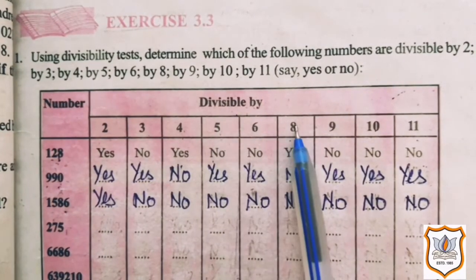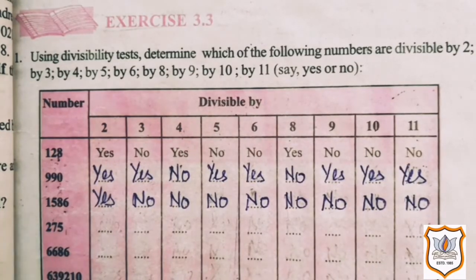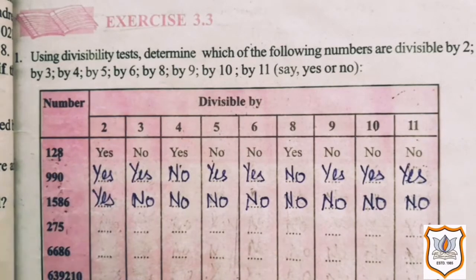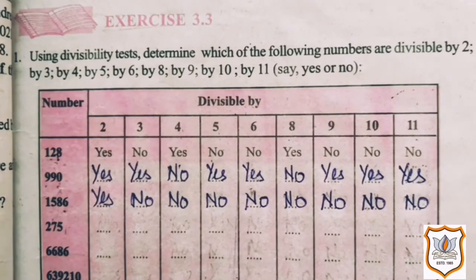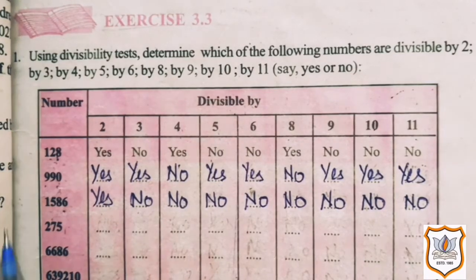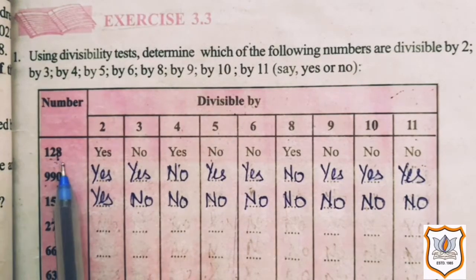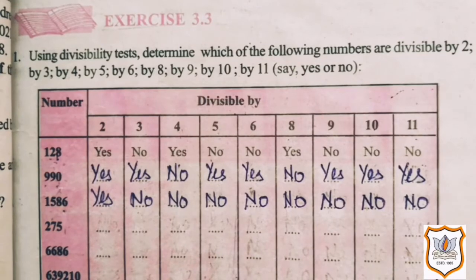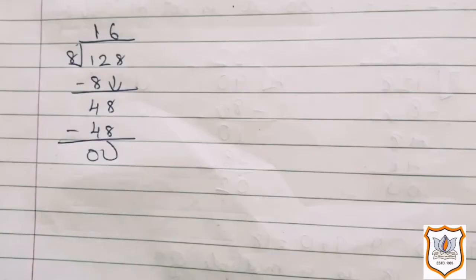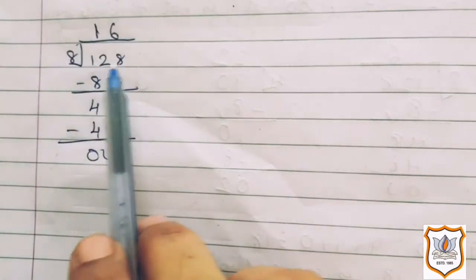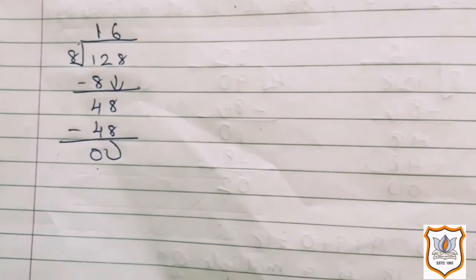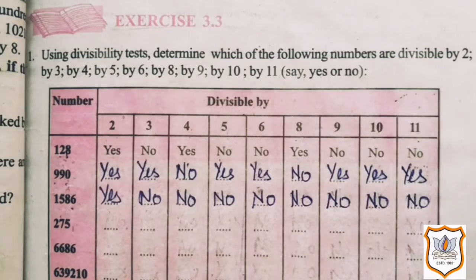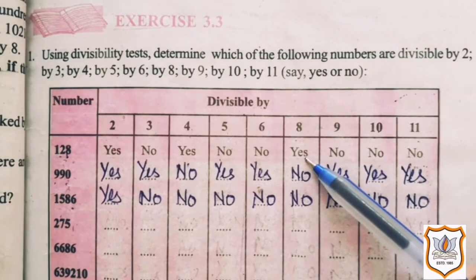Divisible by 8. According to the rules of divisibility, if the last three digits of the number are divisible by 8, then only the number is divisible by 8. Here the last three digits are 128. First we have to divide 128 by 8. As you can see, if we divide 128 by 8, we get 0 as a remainder. So the number is also divisible by 8. So we will write yes over here.